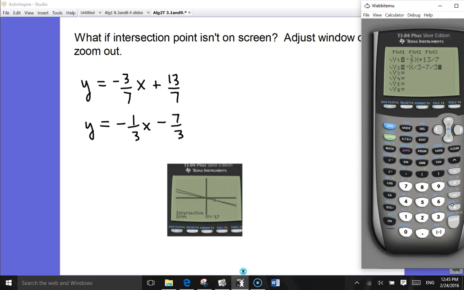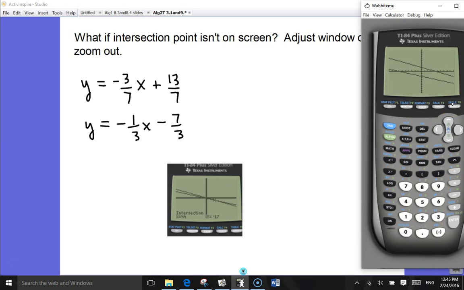Okay, now if we just go through the same steps, right away, right? Go second, trace 5, let it draw the 2 lines, and then you hit enter, enter, enter. And it gives you an error. Because you can't do this unless the intersection point is actually on the screen.